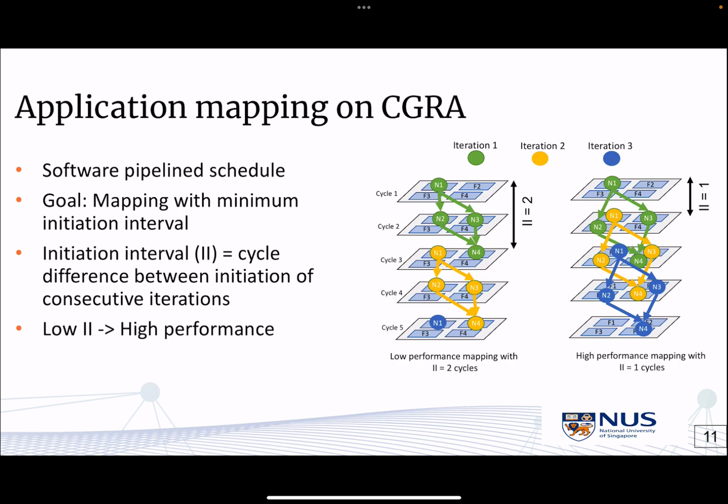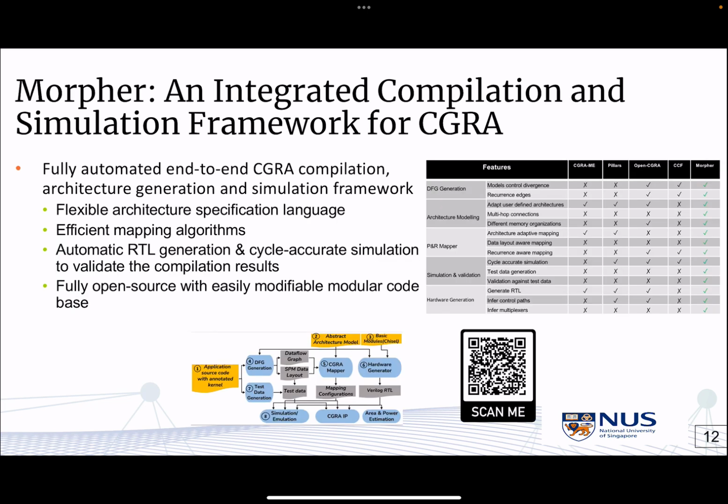The goal of the CGRA compiler is to obtain an optimal schedule with minimum initiation interval. The initiation interval, or II, is the cycle difference between initiation of two consecutive loop iterations. Therefore, the lower the initiation interval, the higher the performance.